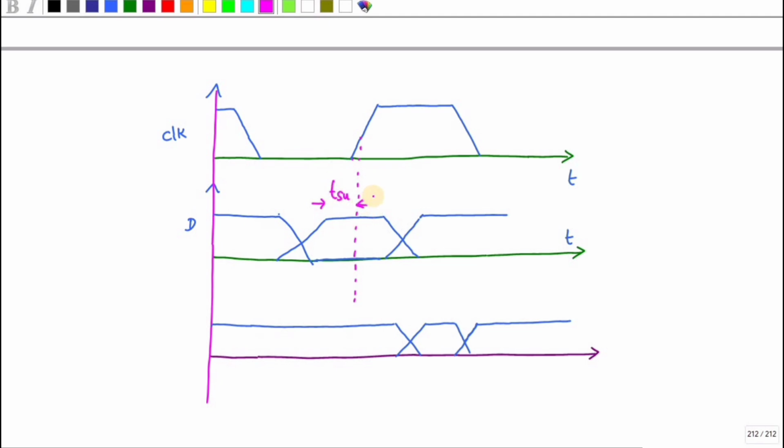Even after passing this, the data should not change. That is called hold time. The data must be stable.